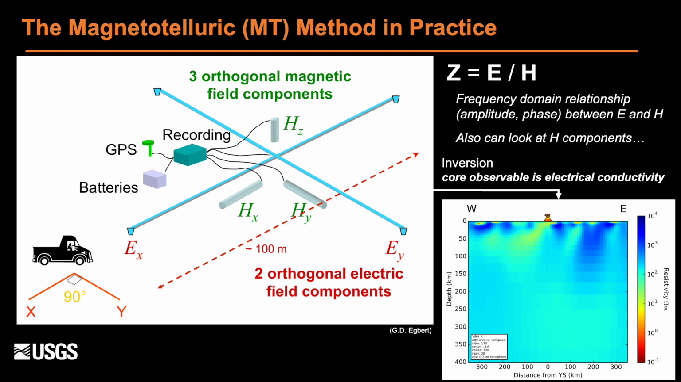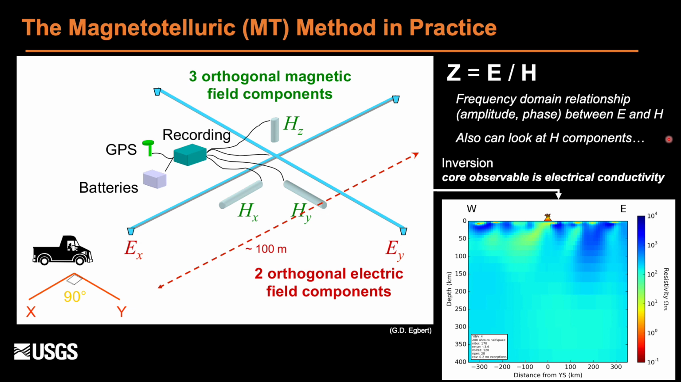And so that's exactly what we do in practice. We go out, we measure the vector components of the electric and magnetic fields at the Earth's surface at a given location. We then look at the frequency domain relationships between these different field components, both the amplitude relationships and the phase relationships.